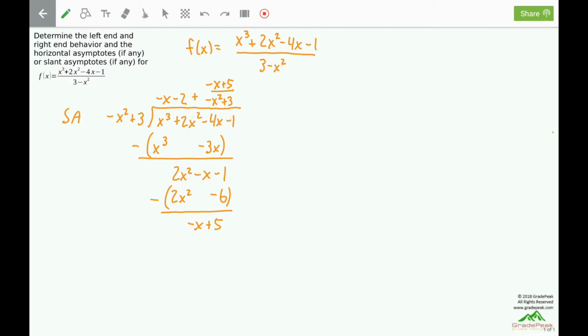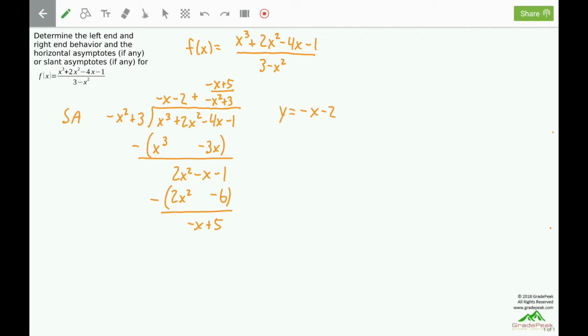The slant asymptote is the linear function that results ignoring the remainder. The slant asymptote will be y equals negative x minus 2.